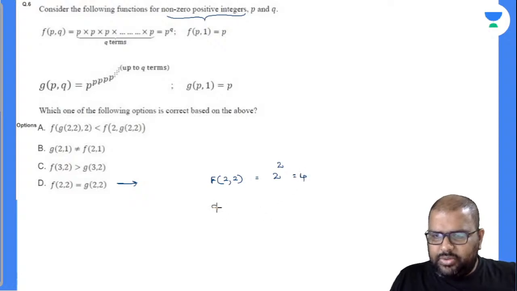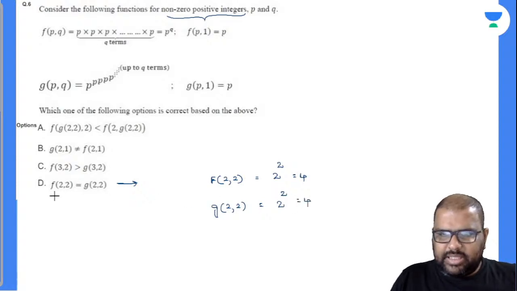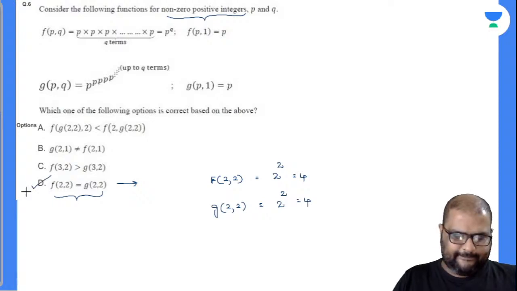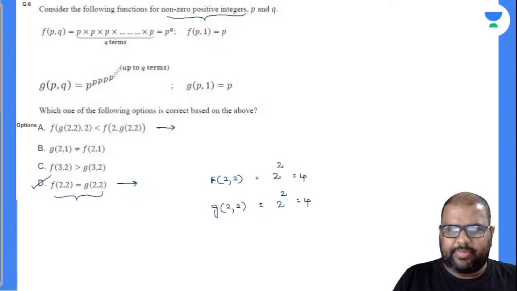Come to g of 2 comma 2, which I can write as p to the power of p, how many p's will be there? 2. So your answer is 4. Now see, by this f of 2 comma 2 is equal to g of 2 comma 2 is correct. I will be solving this one. I'll solve this one in writing.